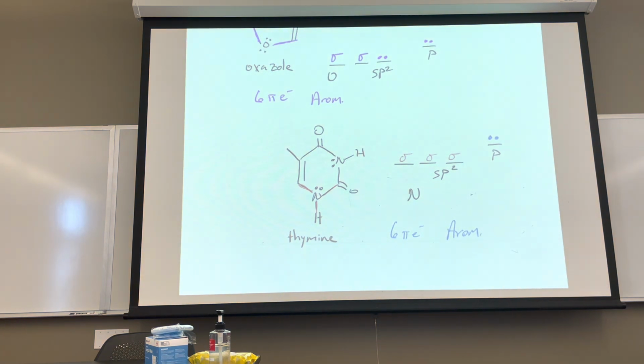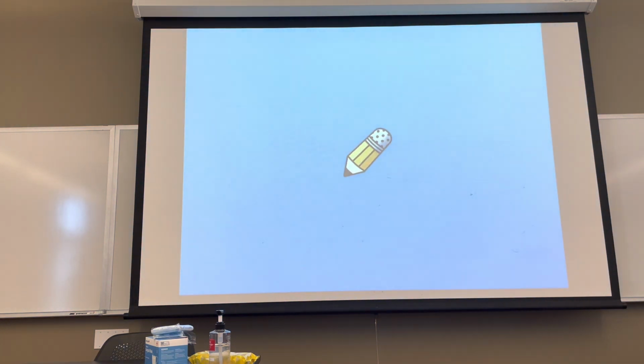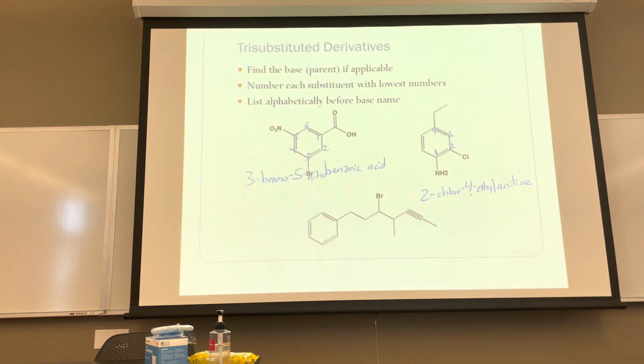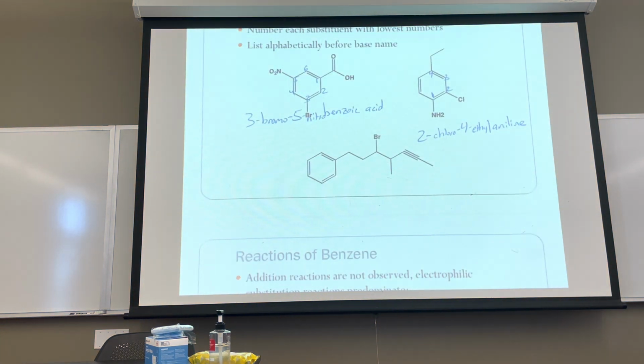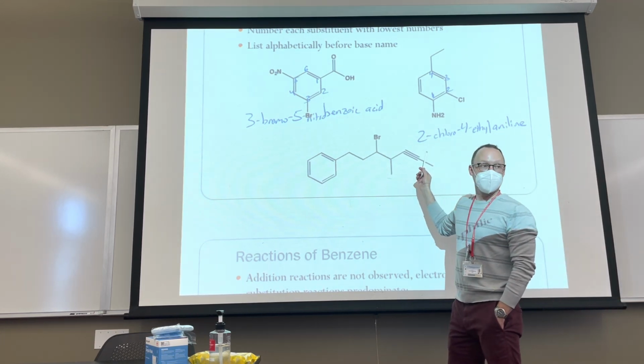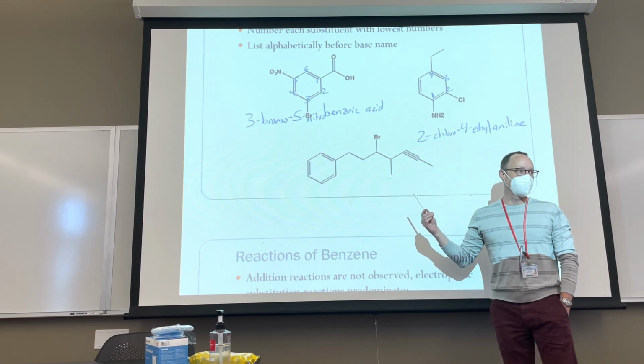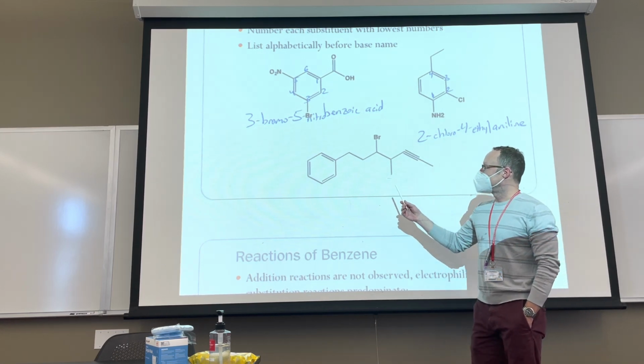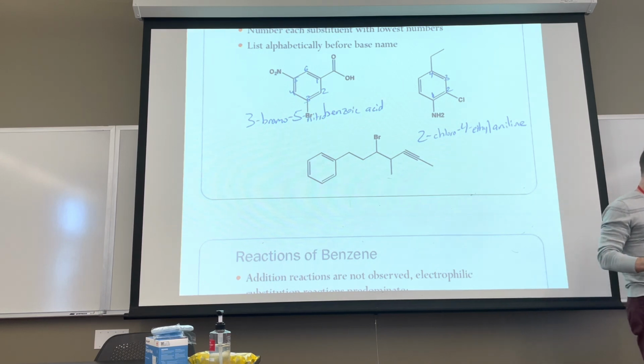Can you read the last one? Oh, the last one? Okay, so with this one, it's going to be a lot easier to name this as a straight chain instead of naming it as a benzene. So what I would probably do in this case is number the parent here like 1, 2, 3, 4, 5, 6, 7.